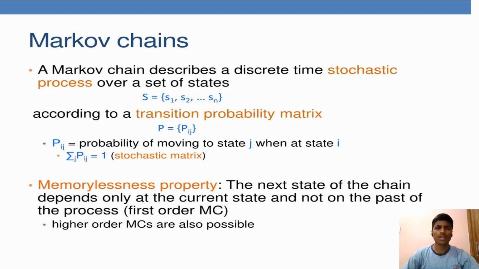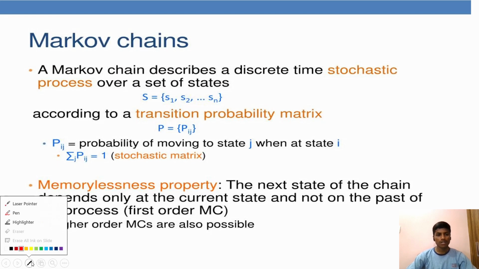So, what is a Markov chain? A Markov chain describes a discrete-time stochastic process over a set of states. So, when we take S, S is equal to S1, S2 till Sn. According to the transition probability matrix, P is equal to P of ij. So Pij is the probability of moving to state j when at state i. So the summation over j of P of ij is equal to 1. So this is the stochastic matrix.